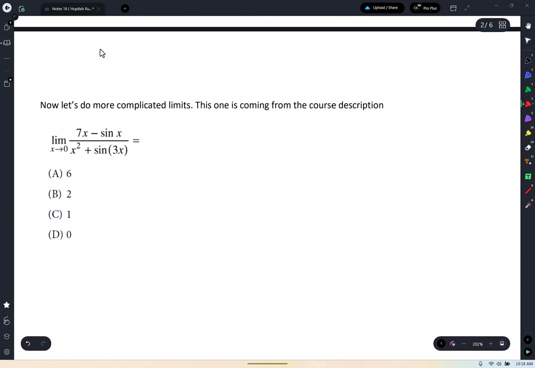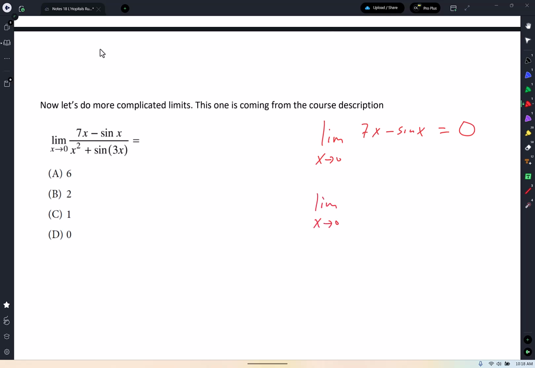This is coming from the course and exam description. And we're going to go slow. Look at the numerator. Limit as x approaches 0 of 7x minus sine x. And when I plug in a 0 in there, 7 times 0 is 0, and sine of 0 is 0. Limit as x approaches 0 for the denominator, x squared plus sine 3x. Again, if I plug in a 0, 0 squared is 0. 3 times 0 is 0. Sine of 0 is again 0.